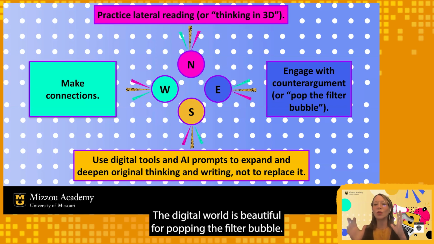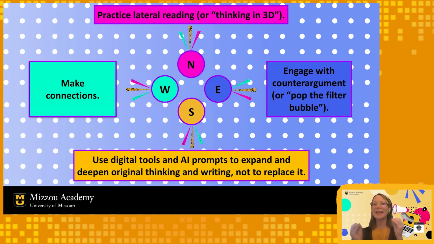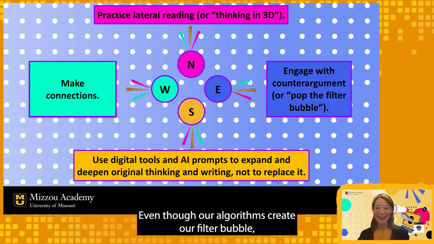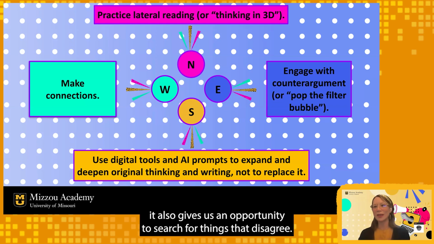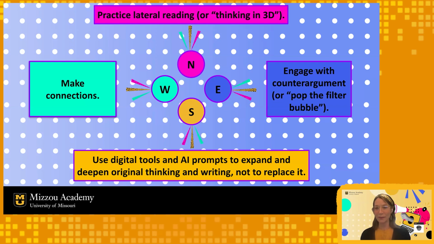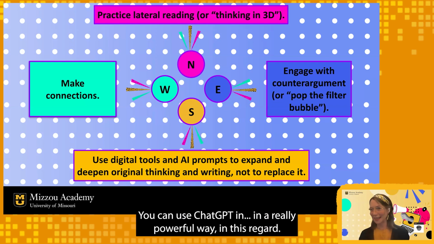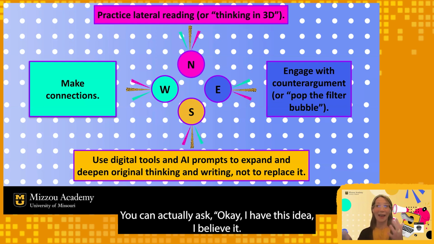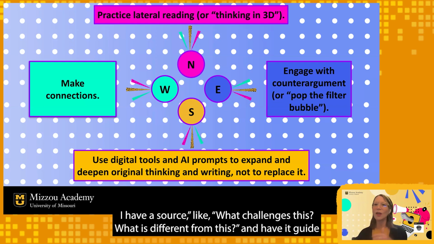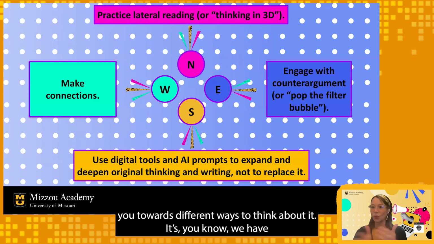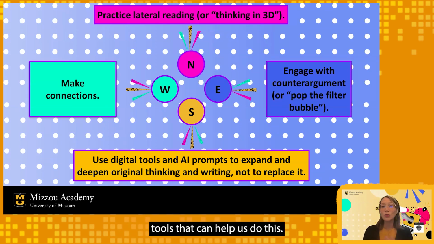The digital world is beautiful for popping the filter bubble. Even though our algorithms create our filter bubble, it also gives us an opportunity to search for things that disagree. You can use ChatGPT in a really powerful way in this regard. You can actually ask, okay, I have this idea, I believe it, I have a source. What challenges this? What is different from this? And have it guide you towards different ways to think about it. We have tools that can help us do this.